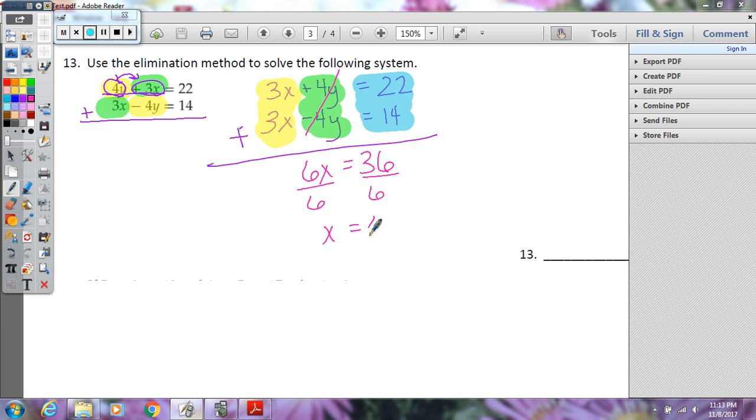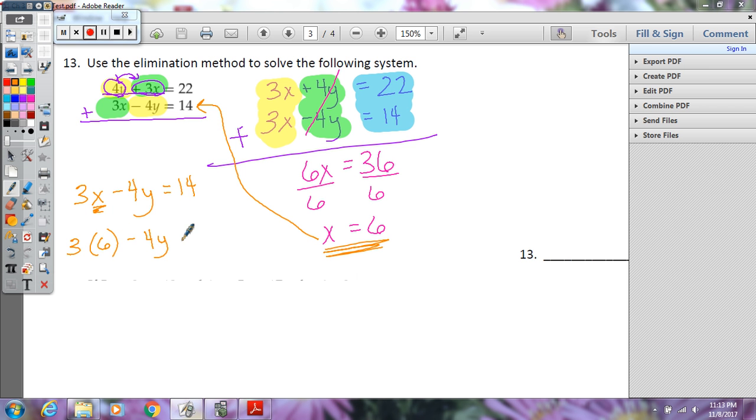Now, the hectic part about this problem was rearranging it at the beginning. Once I lined it up, they were easy to use the elimination method. Now I have to take this x is 6 and plug it back into one of the problems. So this time I'm going to plug it back into this bottom equation. Okay? So if x is 6, I'm going to take the x out and put a 6 in.